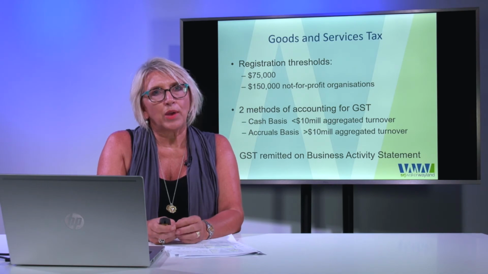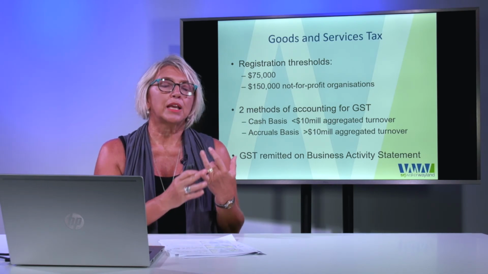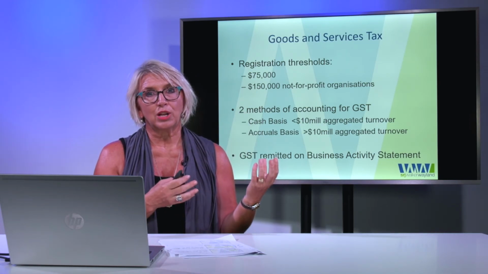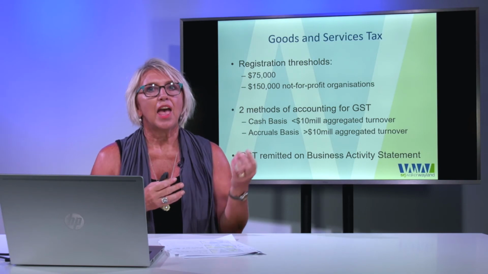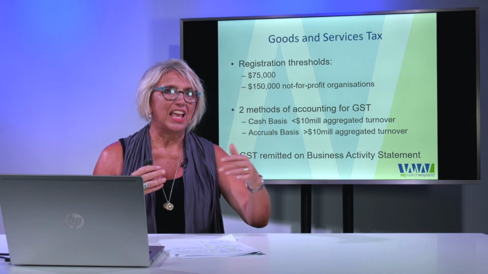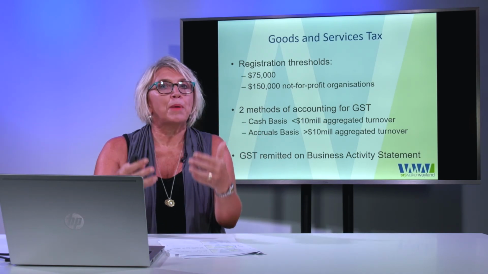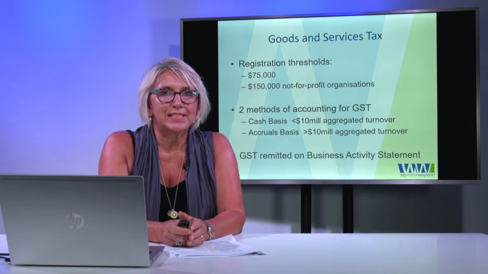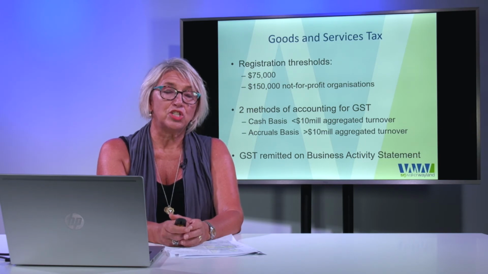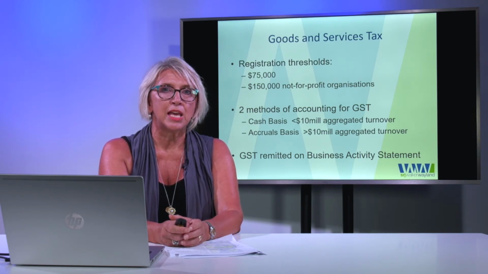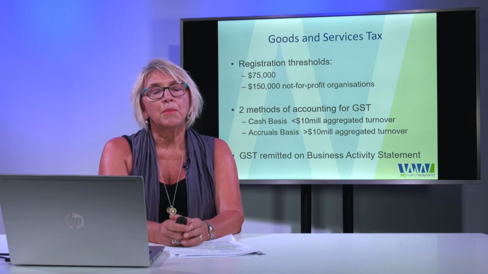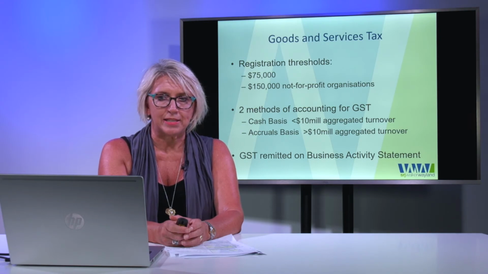There are two ways that we account for GST. One is on a cash basis, which the majority of small businesses use, where you are entitled to claim your GST credits as and when you pay them, and you charge GST when you receive it. So it might be better for your cash flow to be on a GST cash basis if you are a small business. A small business is classified for GST purposes as one that has less than 10 million aggregated turnover. Anybody over the 10 million threshold must account for GST on an accruals basis.